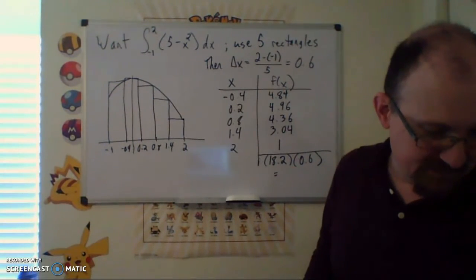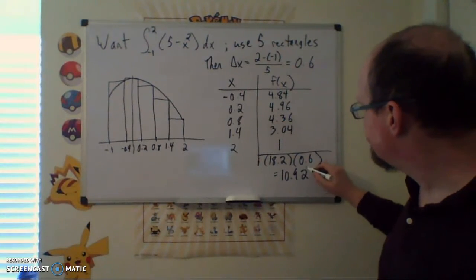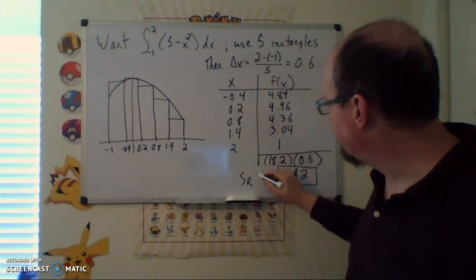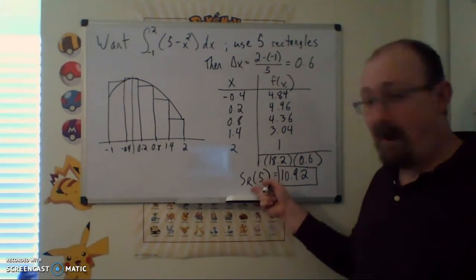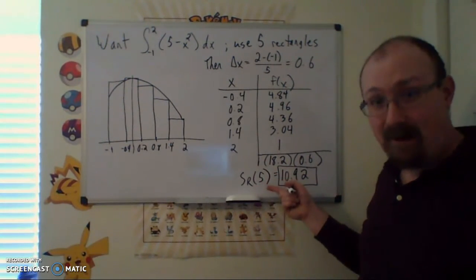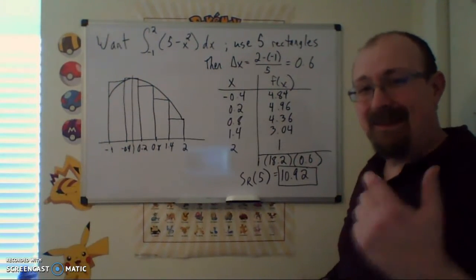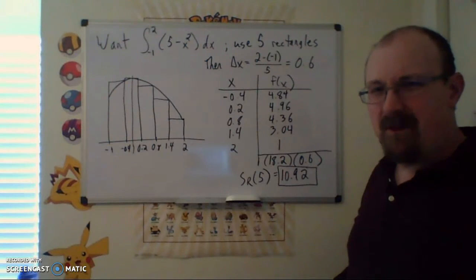And when I worked that out, I got 10.92 for my result. And we call that SR5 in this instance, because it's a right-hand sum with 5 rectangles. Okay? All right. I'm going to leave the left-hand sum as an exercise for you to work on, but I did want to take a look at another way you might do this.